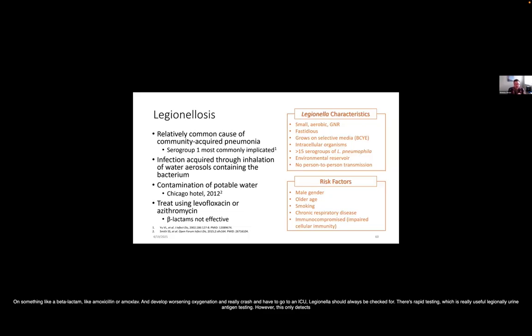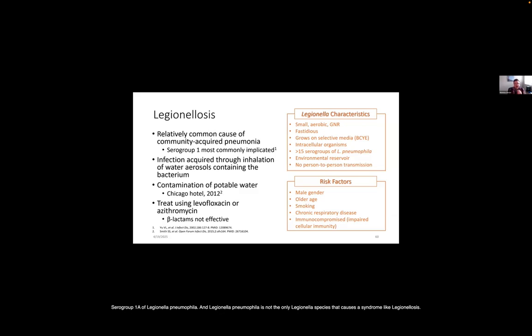There's rapid testing, which is really useful, Legionella urine antigen testing. However, this only detects serogroup 1 of Legionella pneumophila, and Legionella pneumophila is not the only Legionella species that causes a syndrome like legionellosis. We know, though, that this organism has an exclusive environmental reservoir. There's really no person-to-person transmission. It's all transmitted through aerosolization and droplets of the organism within water sources. And Legionella cannot be treated with beta-lactams. They're ineffective. So you really have to treat them with either a fluoroquinolone or azithromycin.